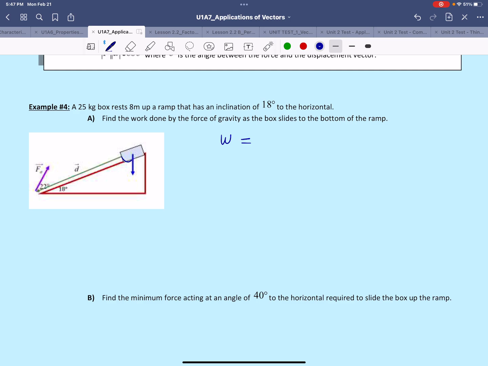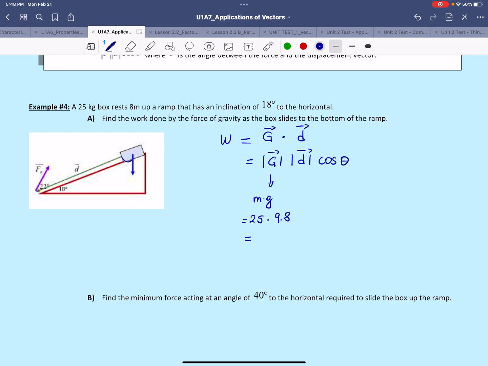We know work is force times displacement. In this case, the force we're talking about is gravity, and displacement we're going to let be d. So alternatively, this would be the magnitude of gravity multiplied by the magnitude of displacement, and then the cosine of the angle made between gravity and displacement. So let's take a look at each and every part of this formula. For gravity, we're going to say that is equal to mass times g. And here we have 25 kilograms, 9.8 newtons per every kilogram.